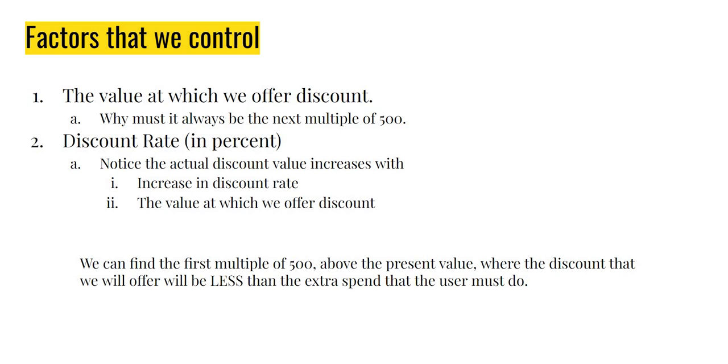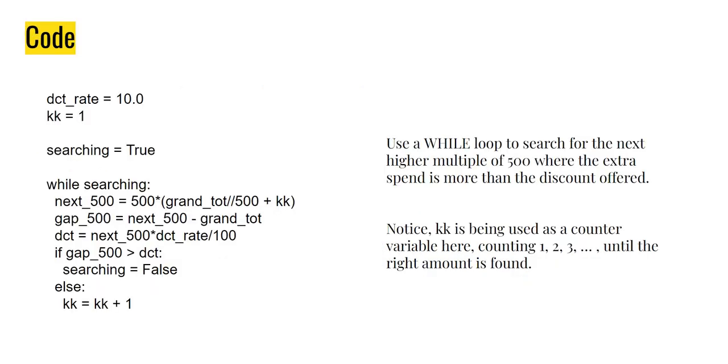How do we do that? Well, we can do it in code using a while loop. What we are really doing is searching multiples of 500 higher than the present value. So remember, grand total is the present value. Here we are just finding out the next multiples of 500 higher than this. And the moment this condition, where the gap of 500, which is the extra spend, becomes more than the discount, DCT, which is the discount, notice, I can abort my search and I'm done.